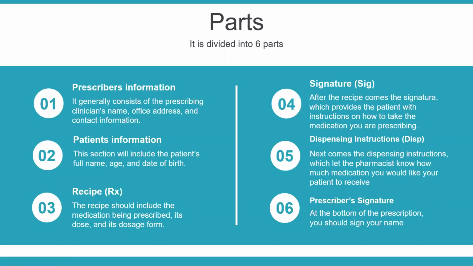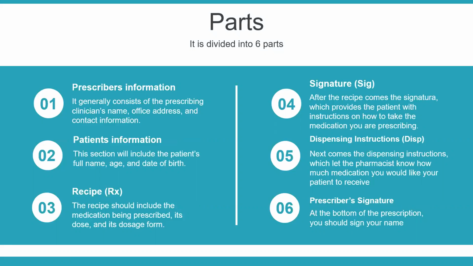Coming to the first one, that is the prescriber's information. This usually is found on the top of the prescription. This includes the information of the doctor. Generally it consists of the prescriber's or the doctor's name, the clinic address, and the contact information. All this is included in the first part of it, that is prescriber's information. Prescriber is usually a doctor. That's what it's all about.